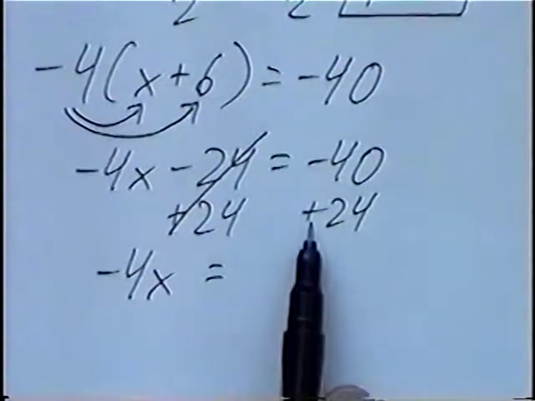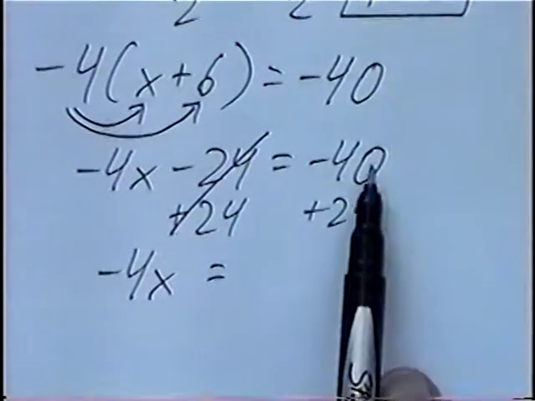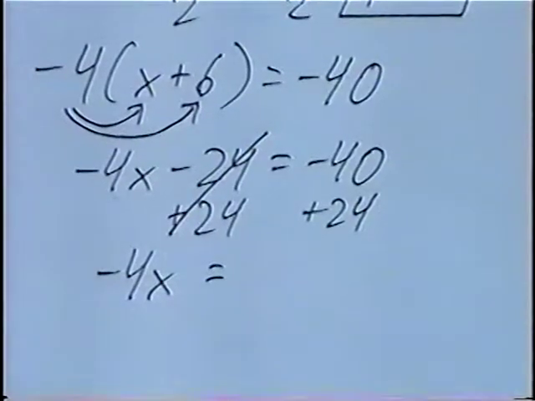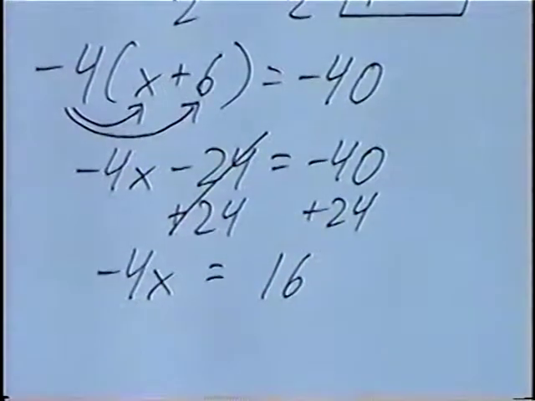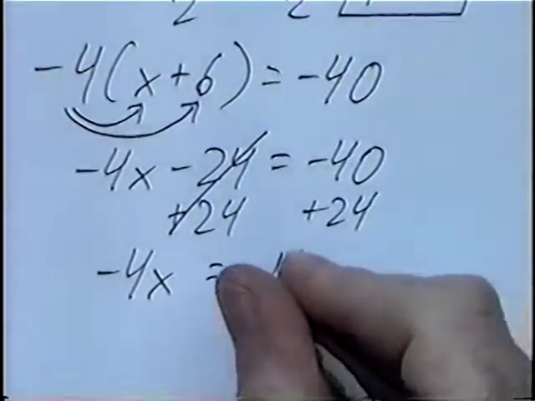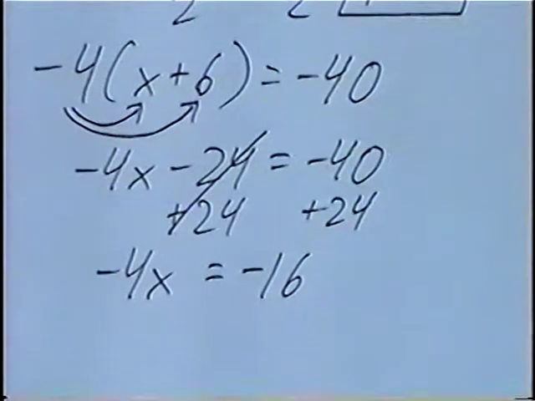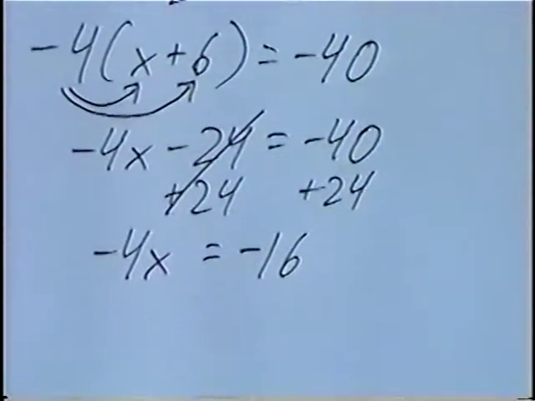If we have different signs, one positive and one negative, we'll subtract those numbers. So 40 minus 24 would be 16. And you look at the bigger number, in this case 40 is the bigger number, so the negative stays with the 16. So negative 40 plus 24 would be negative 16.